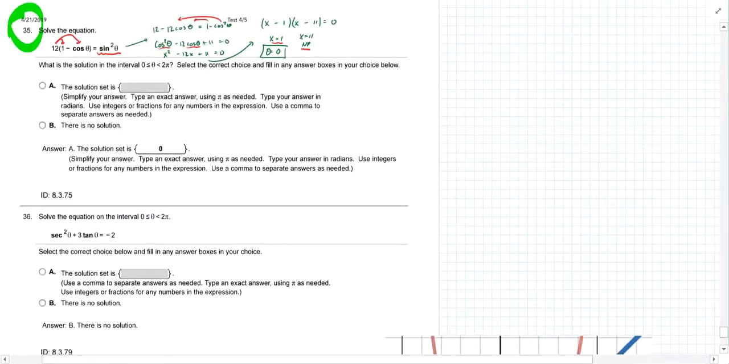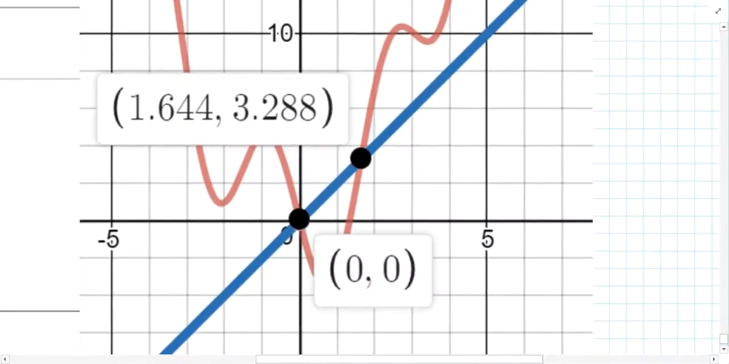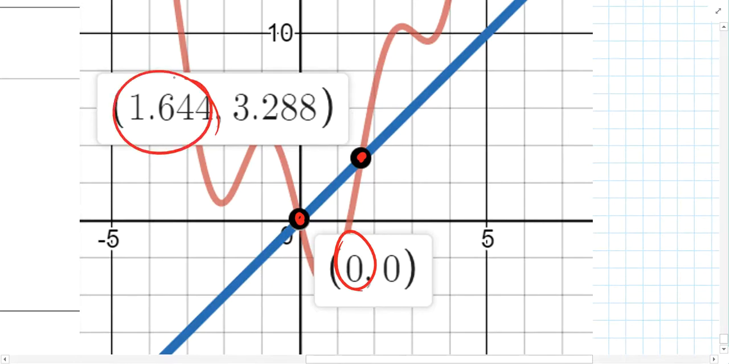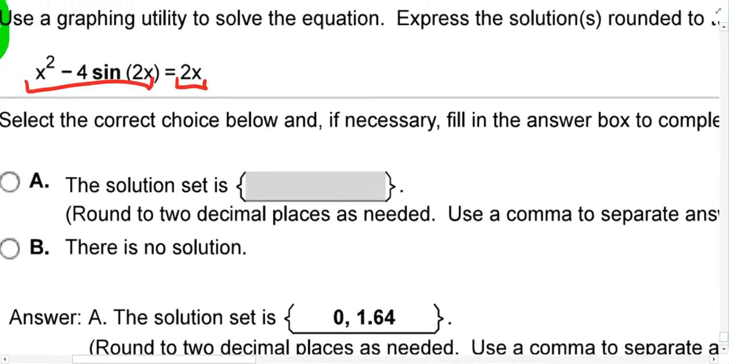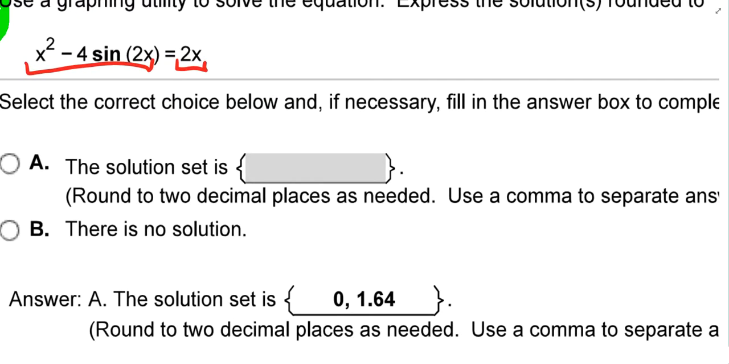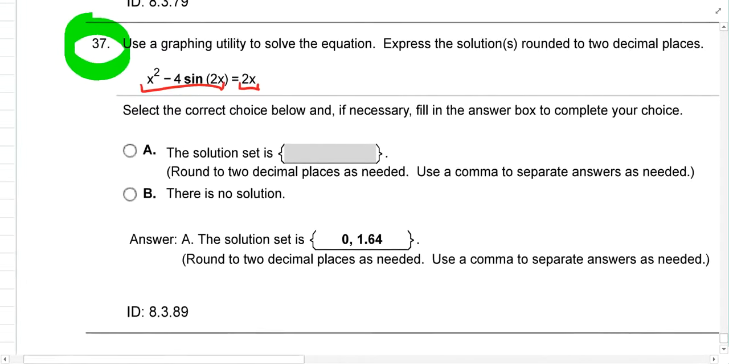Now, I used Desmos to create the picture, this screenshot here, and I captured it for note-taking purposes. The red curved line represents the left side of the function, and the blue straight line represents the right side of the function. And there are 2 points in which they intersect. The solution set, of course, would be the x values 0 and 1.64.